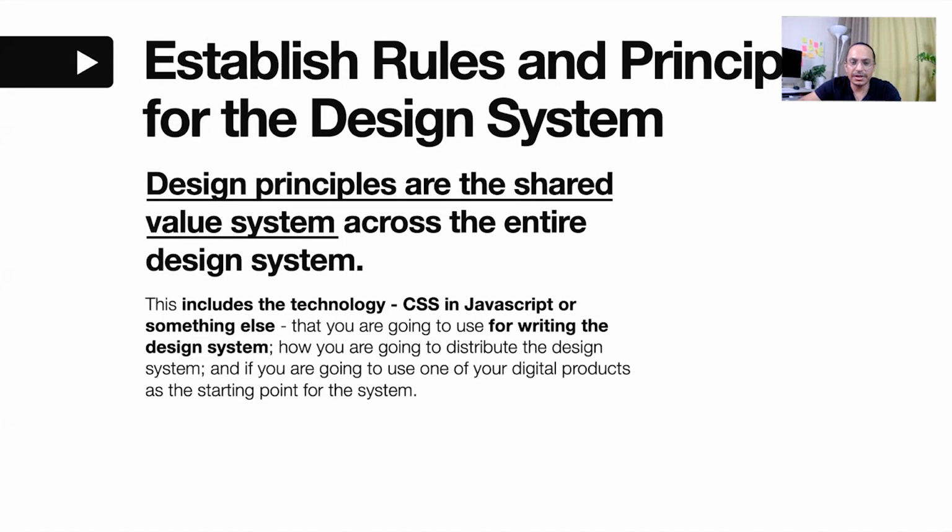So this includes the technology also. So CSS in JavaScript or something else that you are going to use for writing the design system, how you are going to distribute the system, and if you're going to use one of your potential products as the starting point. So it's all about, okay, if there are some scripts, then where can the developer find those scripts, or where it should be placed, and how should the different scripts be called, and if it's about the components, where can the designer find the components, which part of the design system, and so on. So everything should be defined.